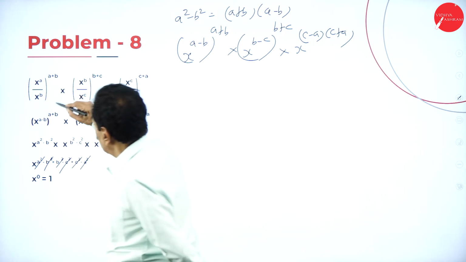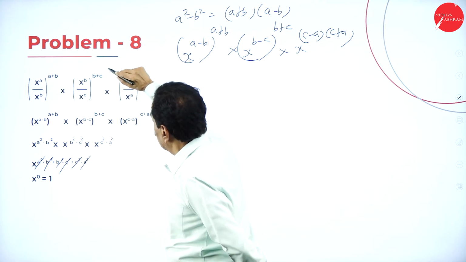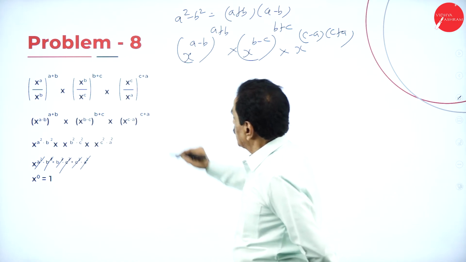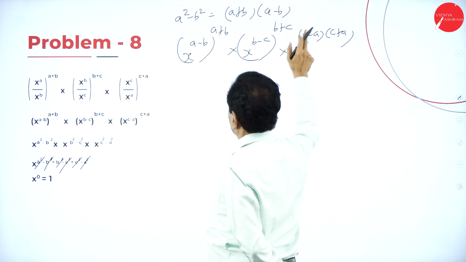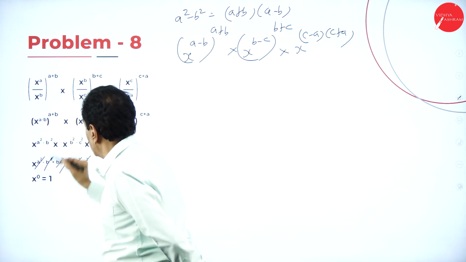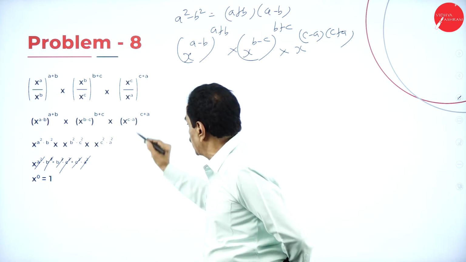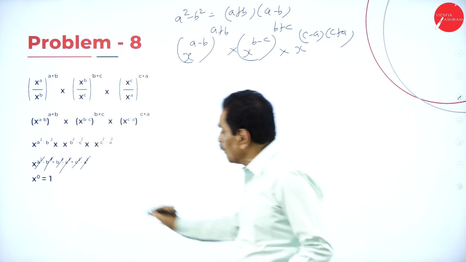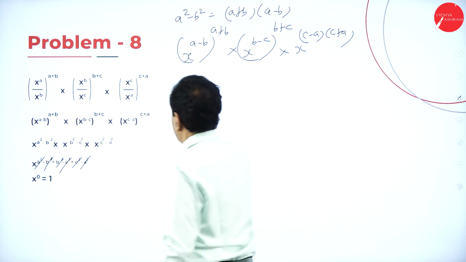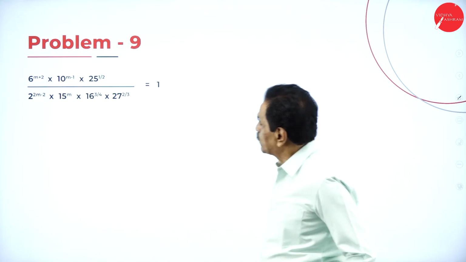So I took X to A minus B to the power of A plus B, B minus C to the power of B plus C, C minus A to the power of C plus A. We know that A square minus B square is equal to A minus B into A plus B. The formula is there. Anything to the power of 0 is 1. This problem is solved here.